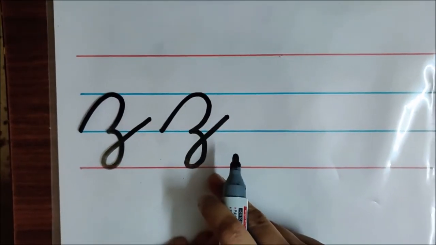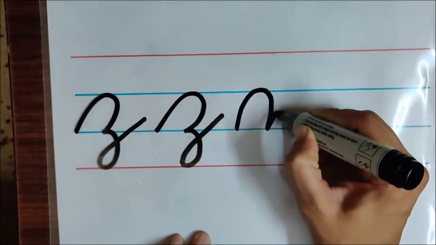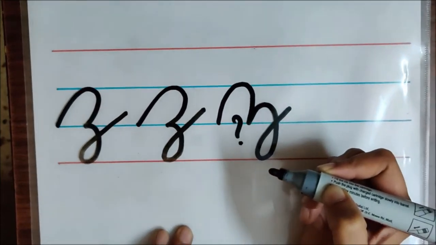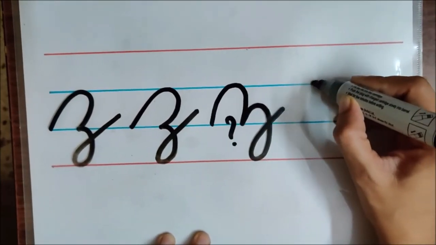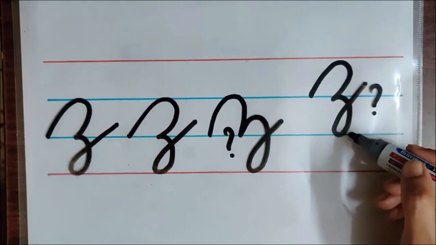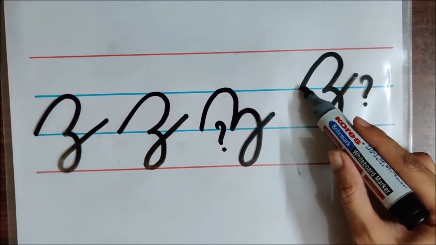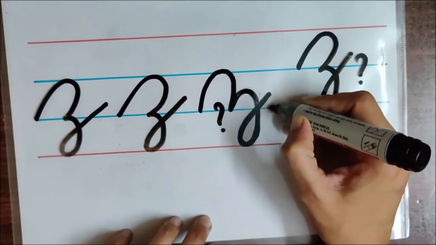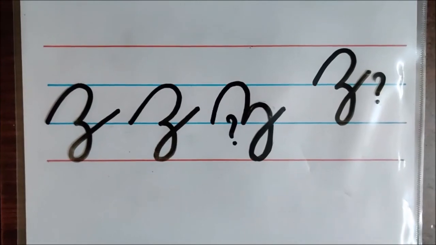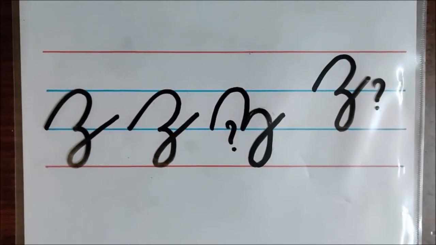Z, Z. Children, don't do these mistakes. Some children write Z, Z like this. This is wrong. And also, don't write Z, Z like this. This is also wrong. What is wrong, children? The writing of Z has been done from the first blue line. This is wrong. And this is also wrong where it has been turned like this. The correct way of writing letter Z is this.